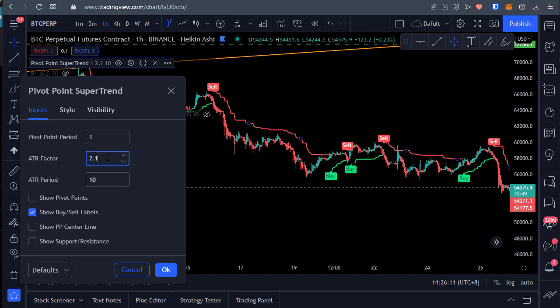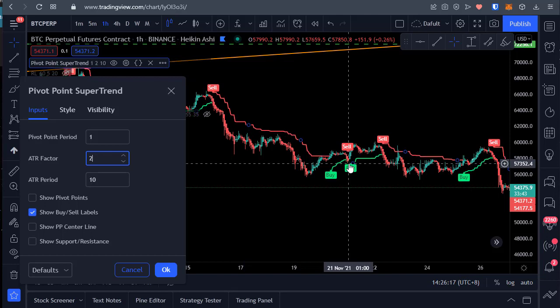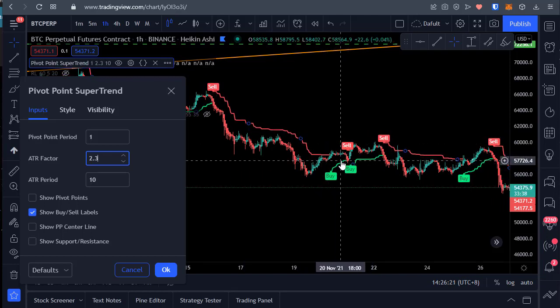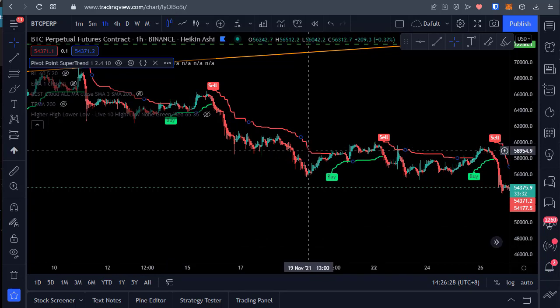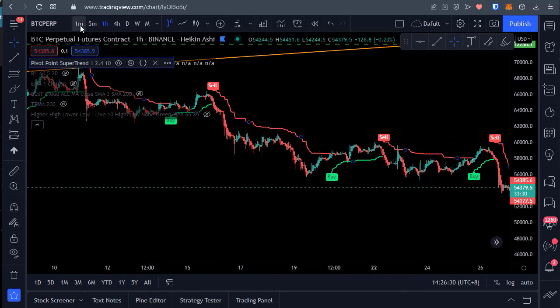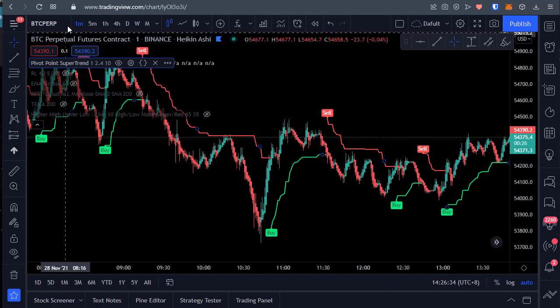Notice when I reduce the number, I'm pressing up and down, you will notice the indicator moves up and down. So you can adjust how sensitive you want the indicator to be, and it also depends on your individual style of trading. For me, I prefer to trade on the 1 minute chart. So this is how the 1 minute chart looks like.